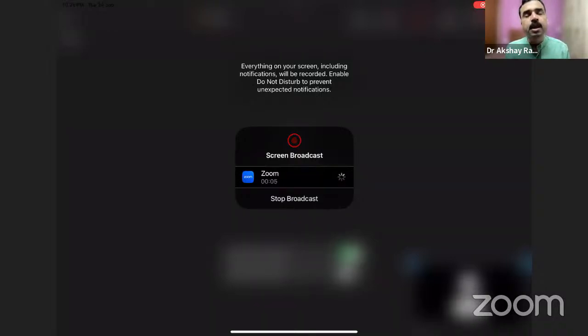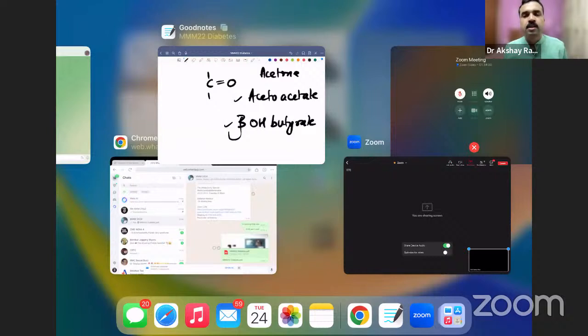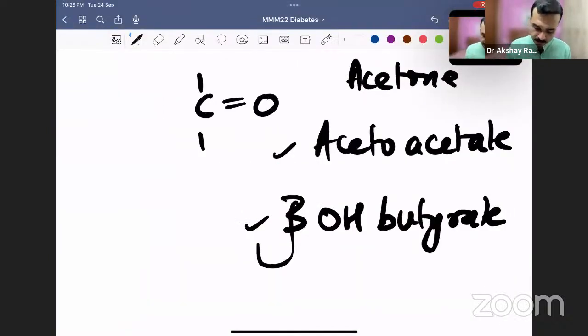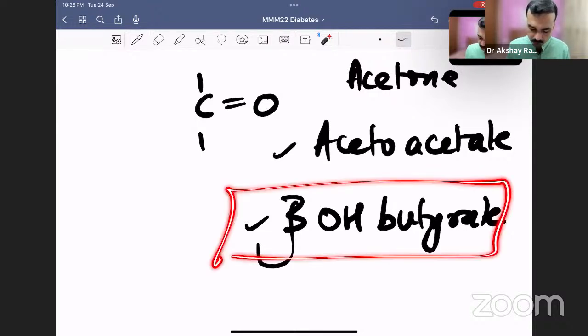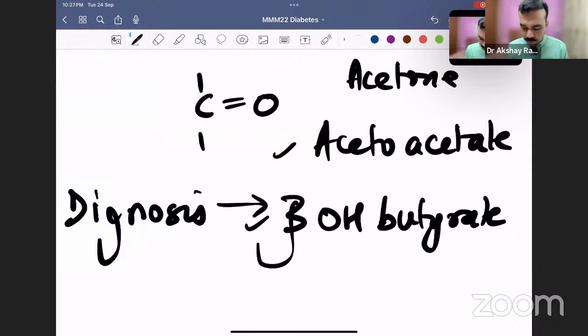Yeah. So as I was saying, acetone is what imparts a fruity odor to the breath. Acetoacetate is acidic, but the end compound during ketone body synthesis, the last step, is beta hydroxybutyrate. So the more severe the ketoacidosis, the more beta hydroxybutyrate you expect. So that is what is usually measured. When you're diagnosing diabetic ketoacidosis, you measure the concentration of beta hydroxybutyrate.